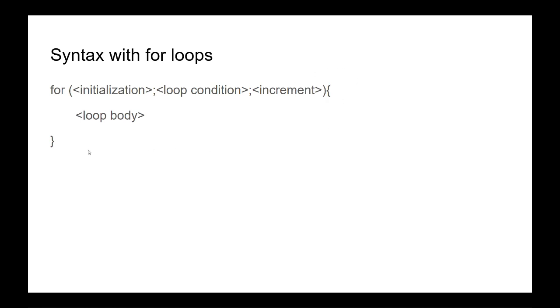Then inside the glorious curly brackets, oh wait, you've got to have semicolons in between each of these conditions. That's important. But then we've got our glorious curly braces, and inside of that is the loop body, where we have everything that we want to be happening and repeating. You've got to remember your semicolon here. I forgot to type one in. Next.